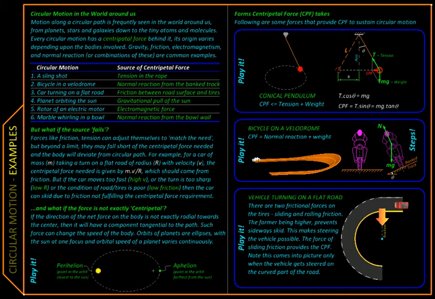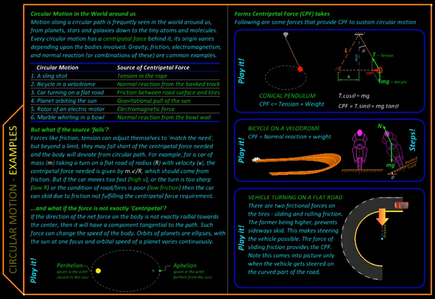To sustain circular motion, centripetal force is necessary. Centripetal force is an external unbalanced force directed towards the center of a circular path. Here we will look at various sources that can provide this centripetal force. And we will also look at scenarios where such force is either insufficient or not directed exactly towards the center.